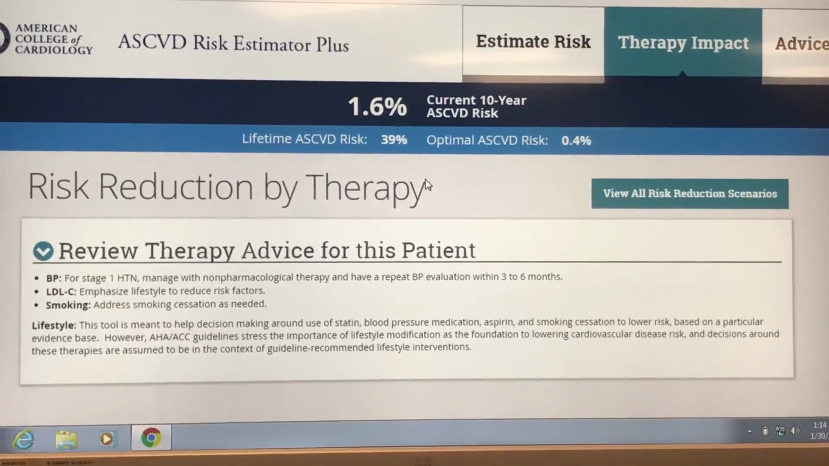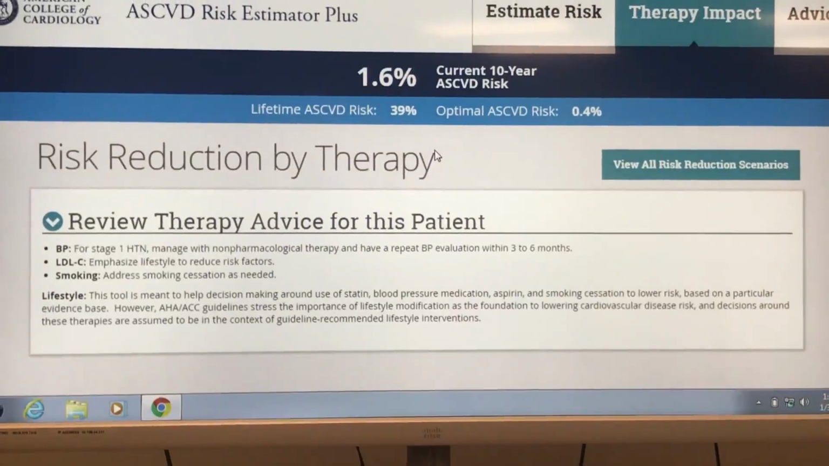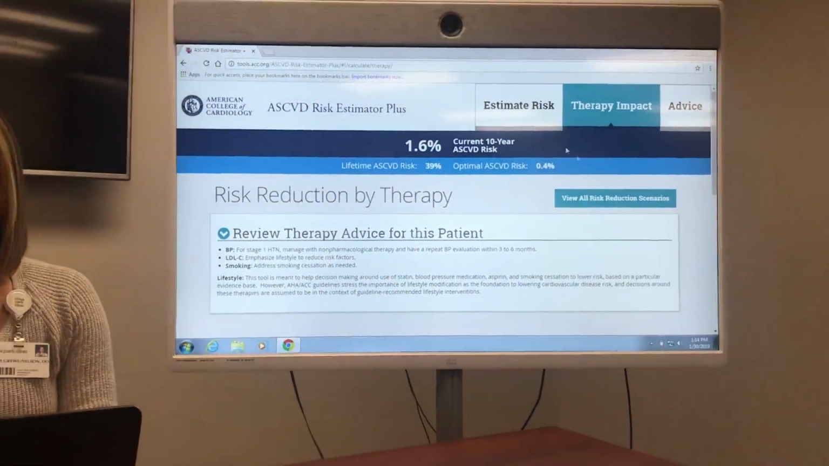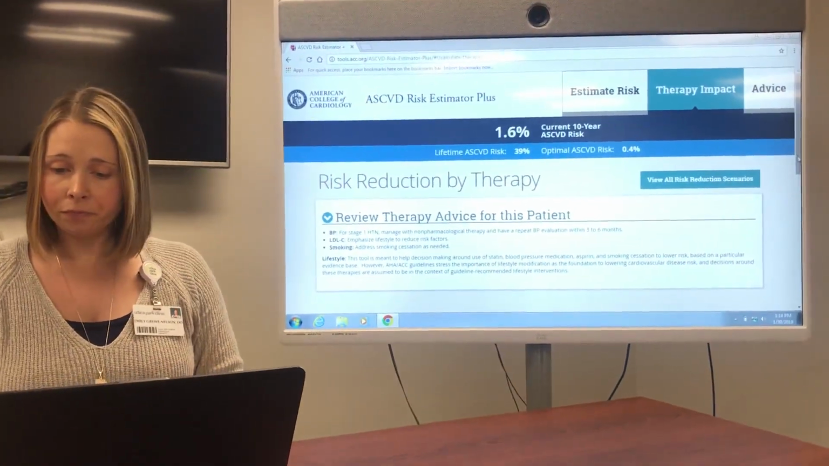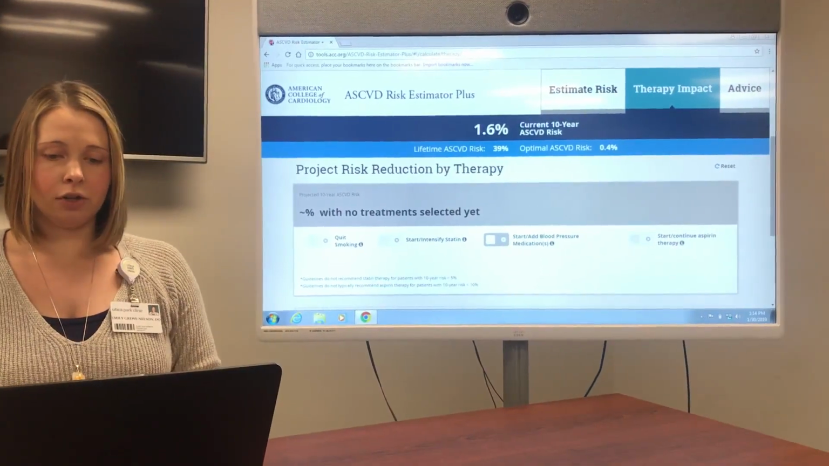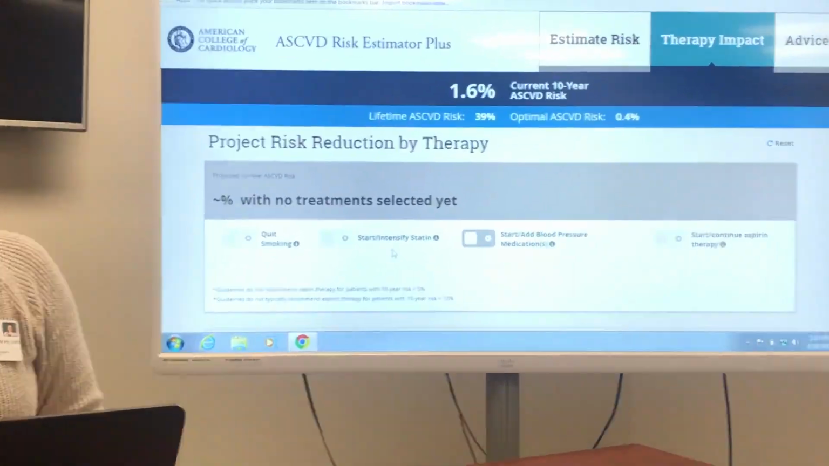Some of you may know that the threshold for statin use, where statins have been shown to benefit, is over that 5% 10-year risk. It also gives you an optimal number. So optimally, her risk would be 0.4%. And then you can go down and see how we can reduce this patient's risk of coronary events, cardiovascular events.